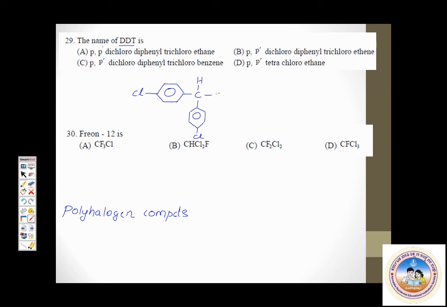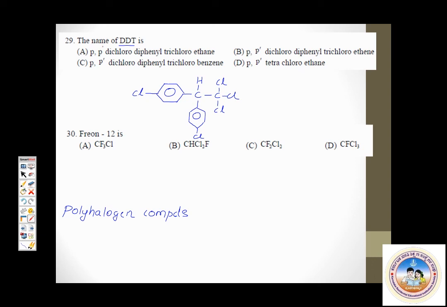So it is para prime. 2 chlorine atoms are in the para position. To differentiate the two, you use the two alphabets para and para prime. Dichloro, diphenyl, 2 benzene rings, diphenyl. Trichloro, 3 chlorine atoms on the other carbon. Ethane, 2 carbon atoms. Root word is ethane.